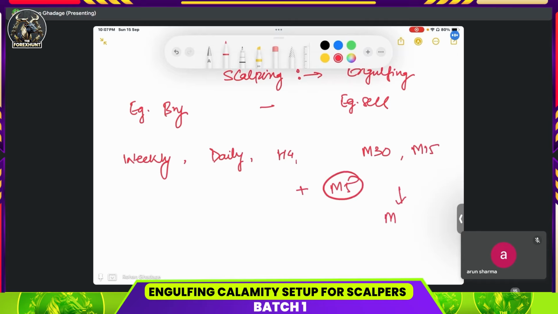We will not use M1 in this scalping setup at all, because the accuracy of M1 is less. It can be like 65 to 70% only. That's why I'm not focusing on M1 right now. We will focus on M5, M15, M30, H4, daily and weekly.